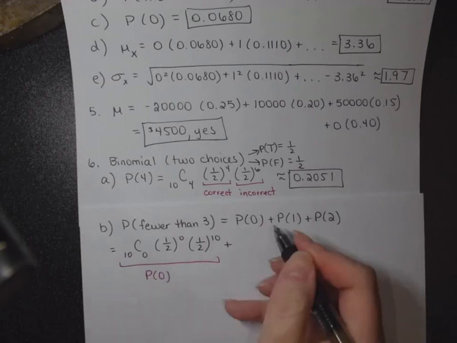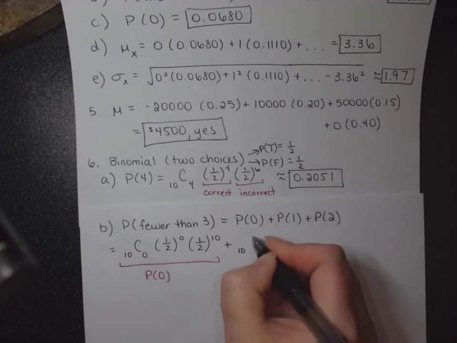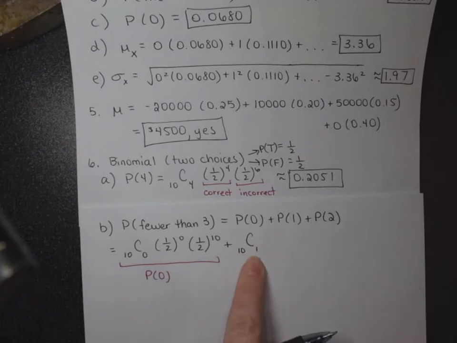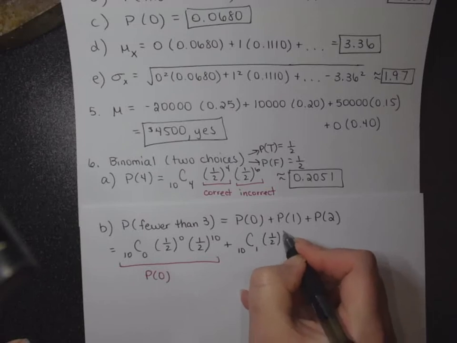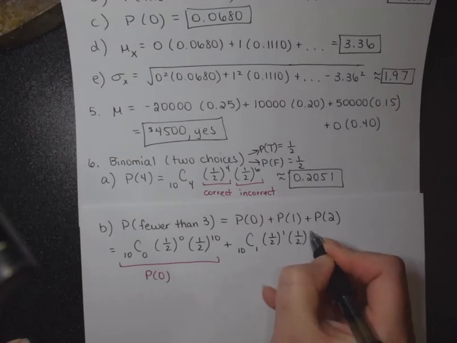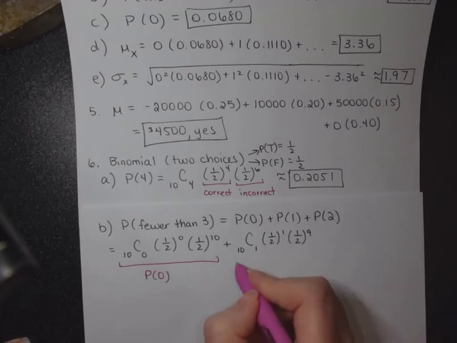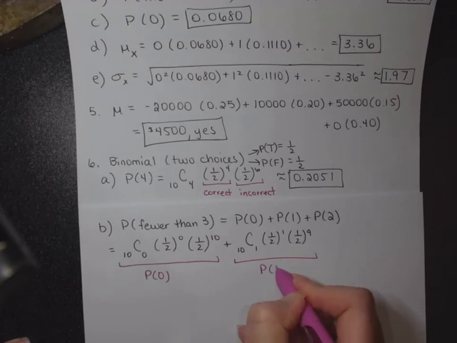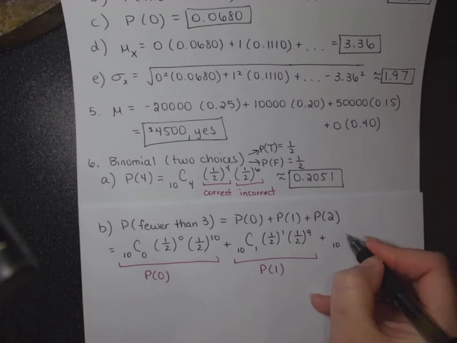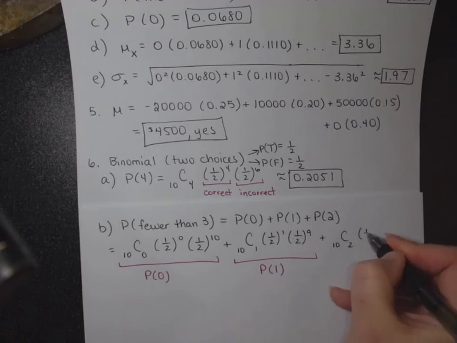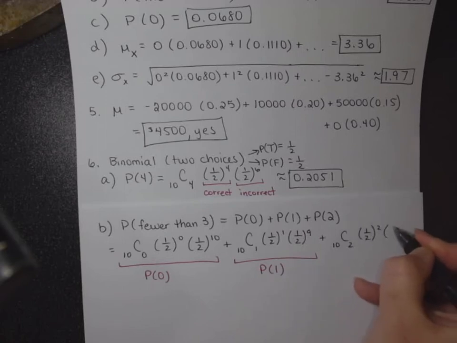Okay, so we're going to get an answer there, and then we would do the probability of 1 correct. So out of 10, we're wanting to choose 1. So we have 1 correct and 9 incorrect. So this would be the probability of 1. And then last but not least, out of 10, we want to choose 2. So we have 2 correct and 8 incorrect.